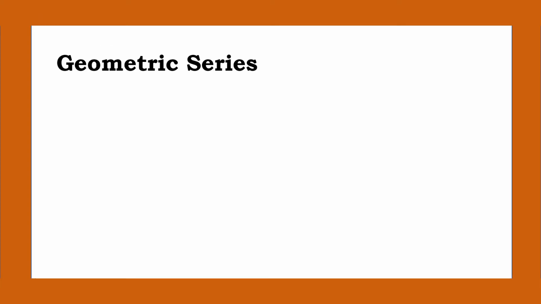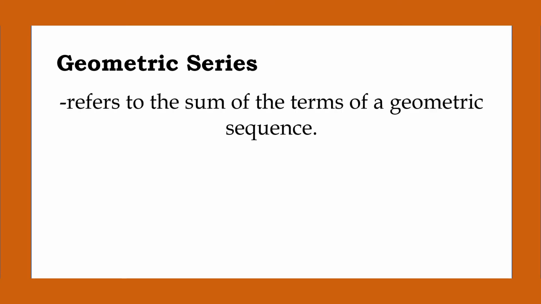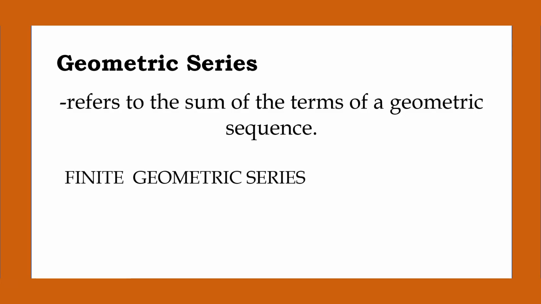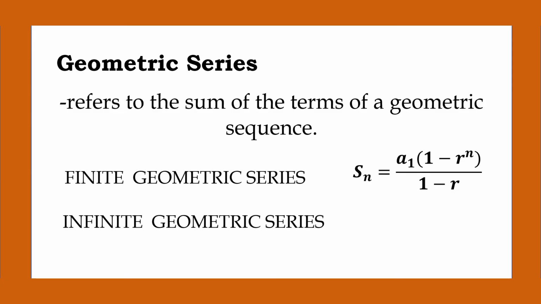Moving on with our discussion, let us define what is a geometric series. It refers to the sum of the terms of a geometric sequence. For us to get the sum of a finite geometric series, we will be using the formula S sub n equals a sub 1 times the quantity of 1 minus r raised to n all over 1 minus r. For an infinite geometric series, we will be using the formula S sub infinity equals a sub 1 over 1 minus r.